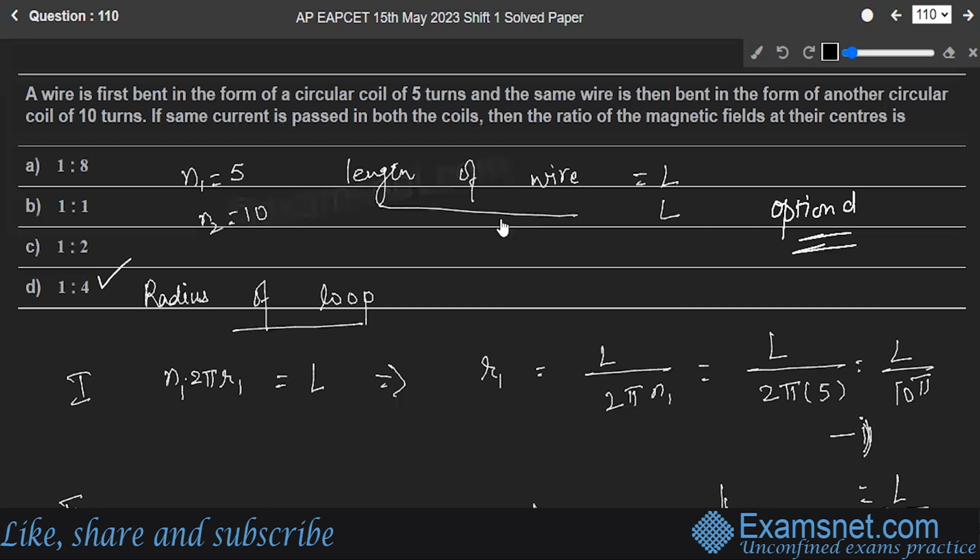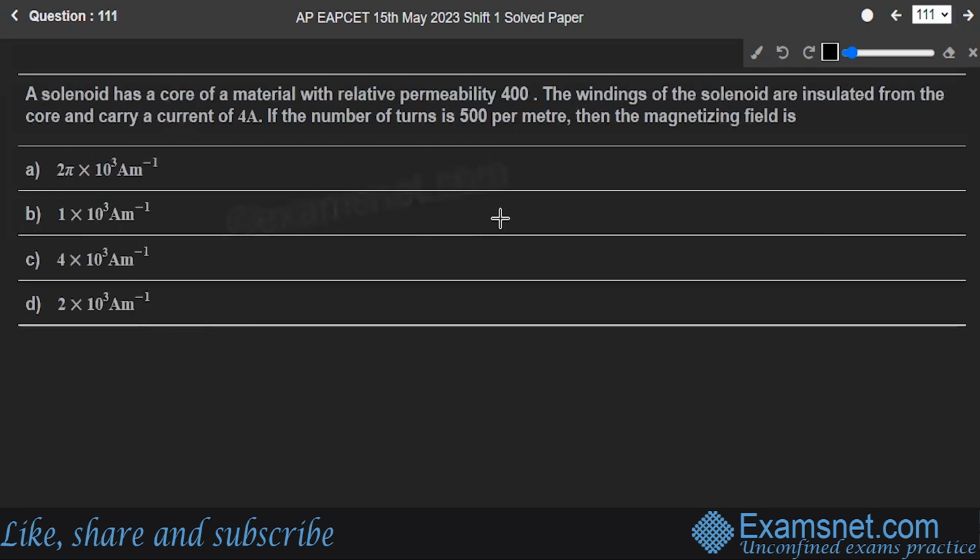Hope you got that. Next is question number 111. A solenoid has a core of material with a relative permeability of 400. The windings of the solenoid are insulated from the core and carrying a current of 4 ampere. If the number of turns is 500 per meter, then the magnetizing field is.